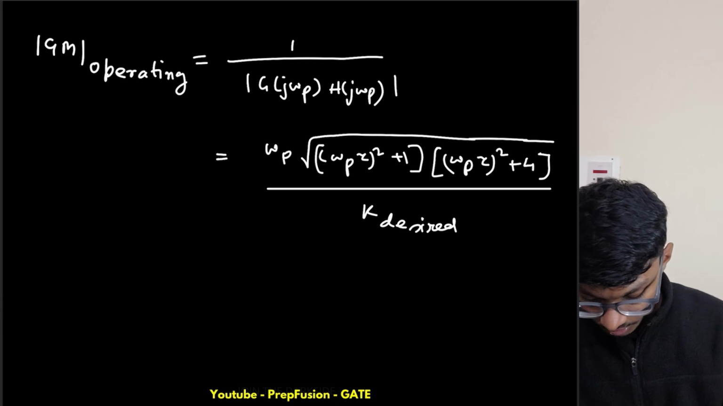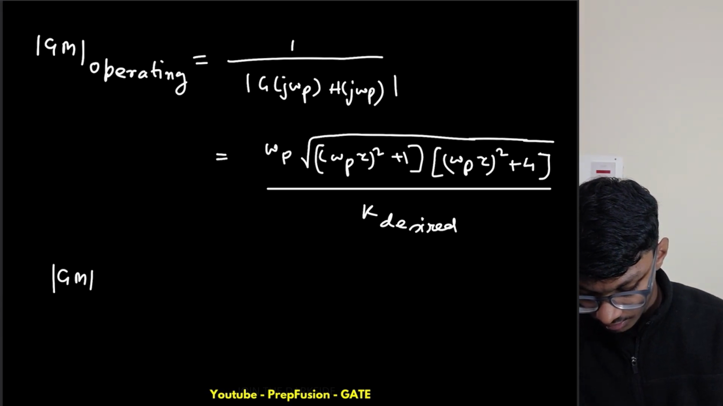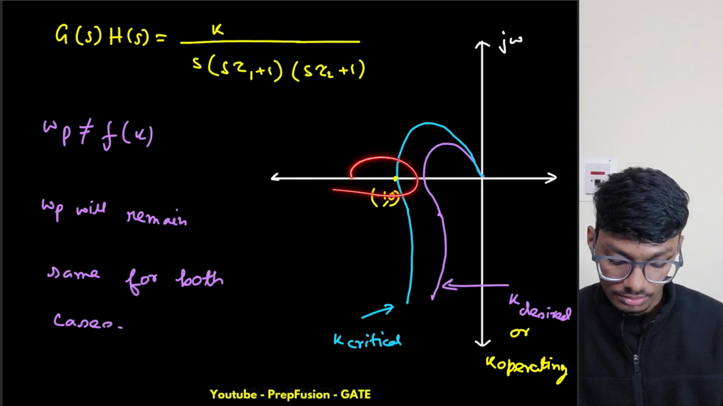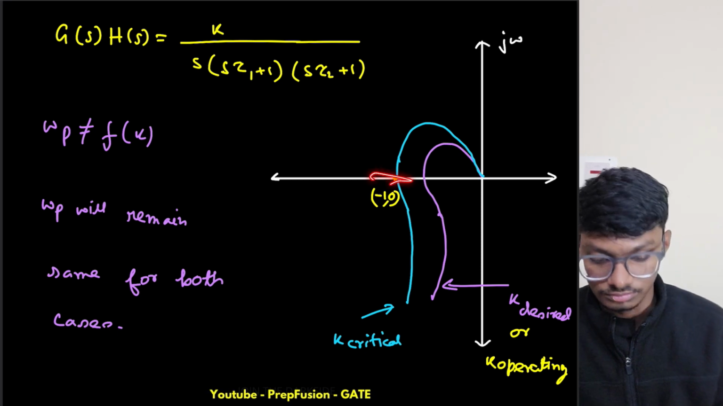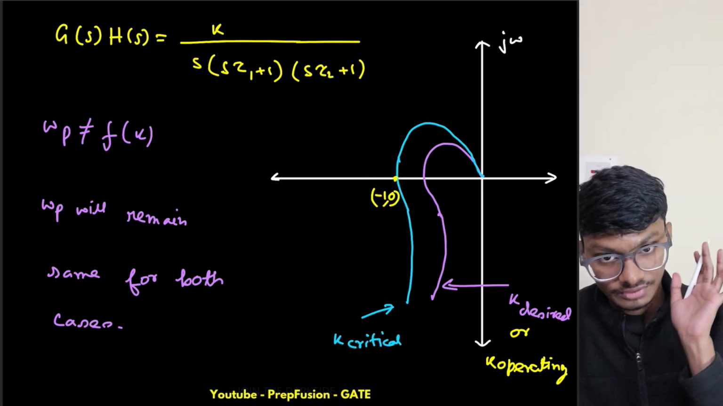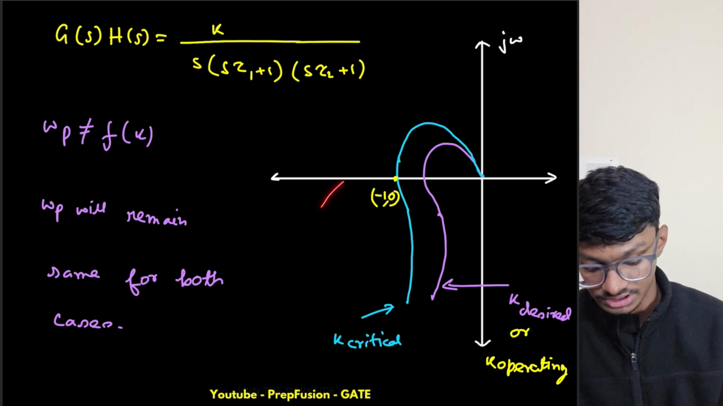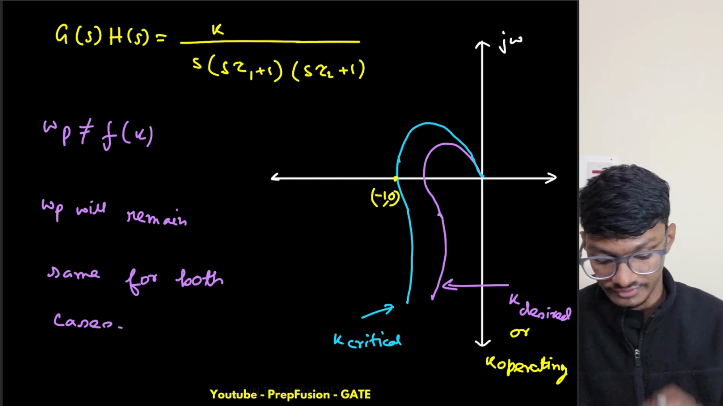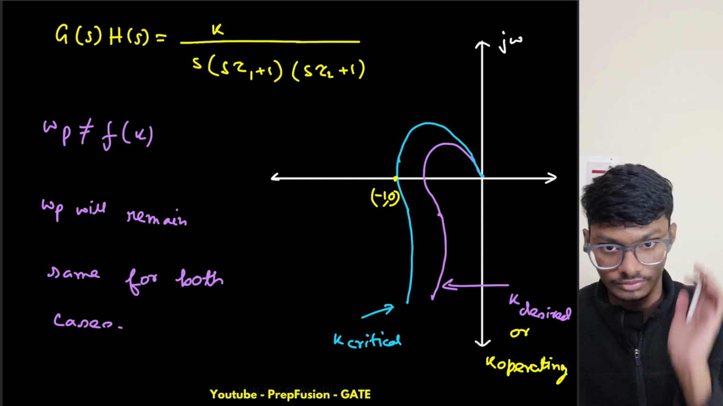Now what about my GM critical? GM critical value I know, it is equal to 1 itself. Why? Because here it is crossing the -1 point, the critical point, when it is crossing the negative real axis. That is why this is known as K critical. The definition of K critical itself means that GM should be 1. It is crossing the negative real axis at the critical point. That is the definition of K critical. Just keep this in your head.